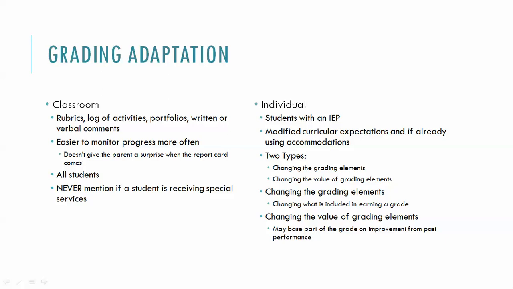These are for all students, but if you do have a student who is receiving special services, never mention it. The individual grading adaptation is for students with an IEP. It modifies curricular expectations and if they're already using accommodations. There's 2 types. You can change the grading elements, or you can change the value of grading elements. The changing of grading elements is what is included in earning a grade, so an outlined rubric, and changing the value of graded elements, which may be based in part on the grade of improvement from last year.